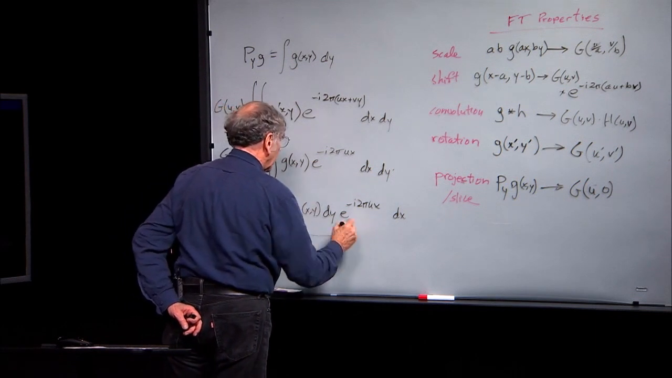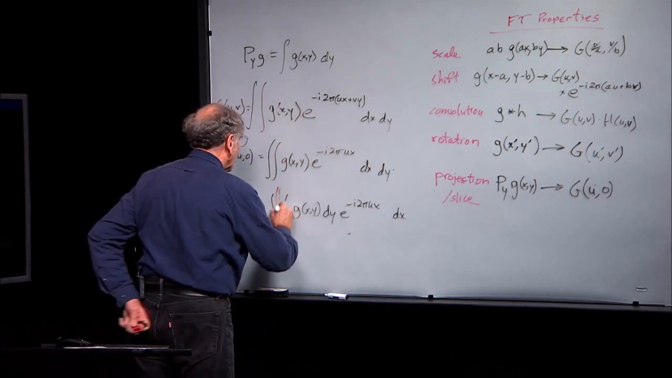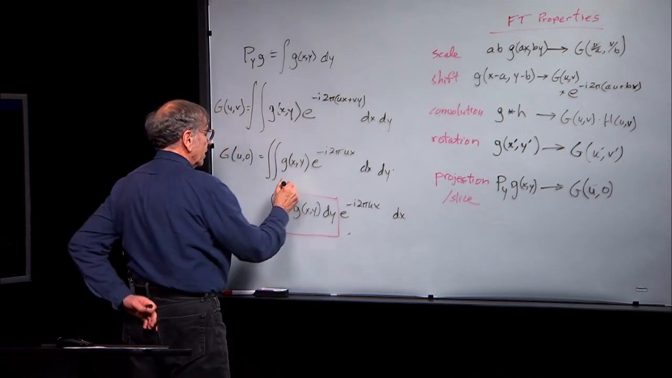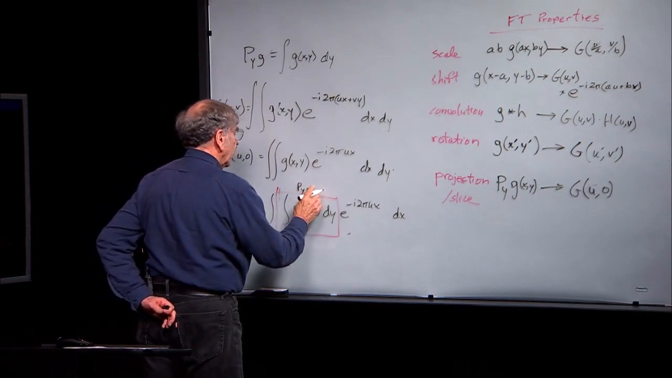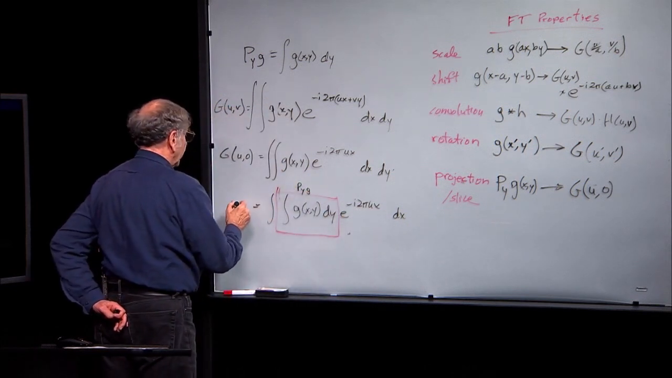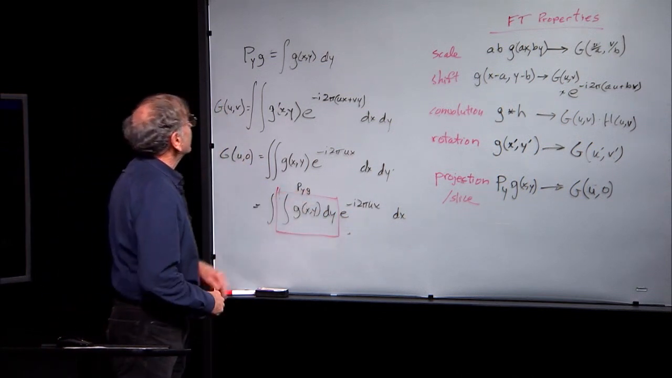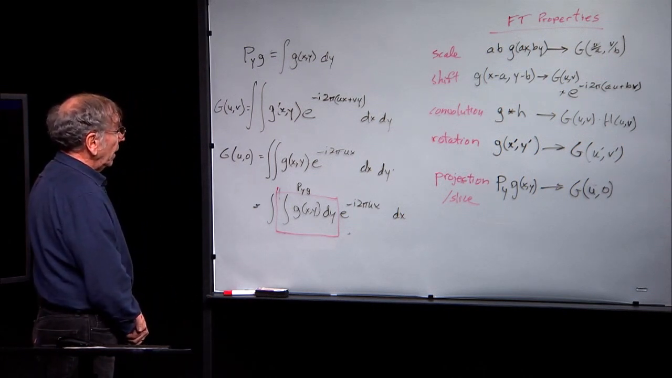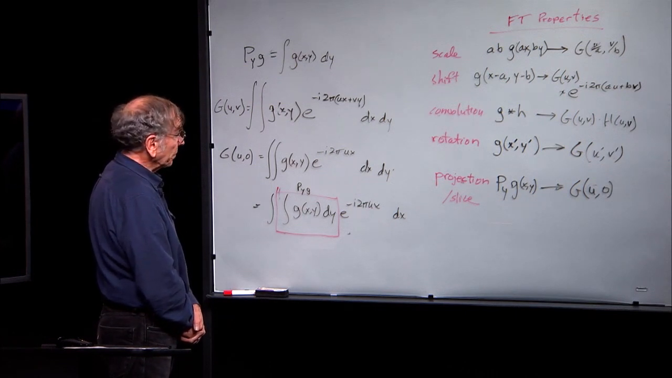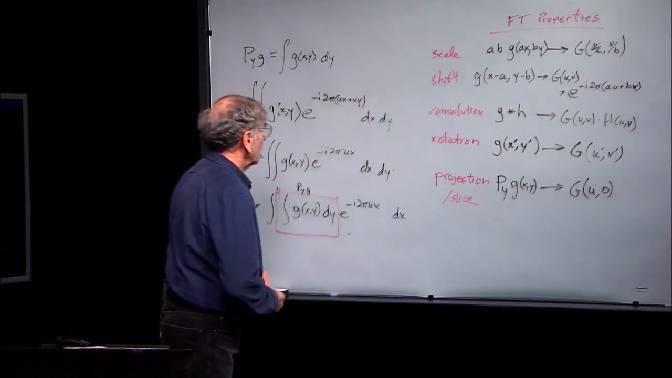And you'll notice that what I have here in this box, which I'll make red because it's so cool, this is, of course, the projection of g. So this is p sub y g inside this box. And we're taking the Fourier transform of it, and that is now g of u comma 0, the 1D Fourier transform of the projection of g. So if I transform this back, I get the projection of g.